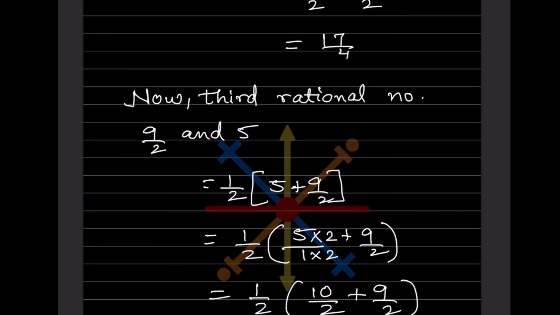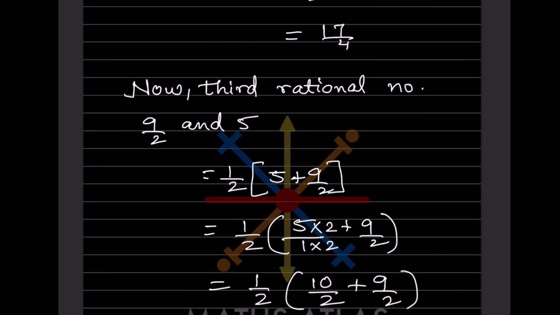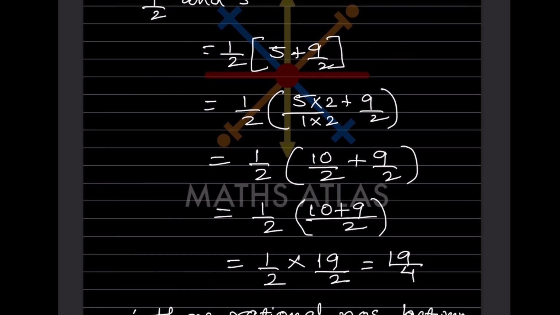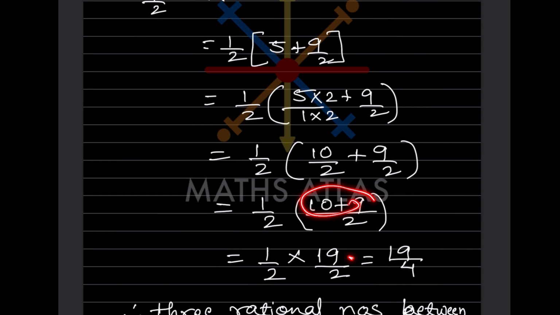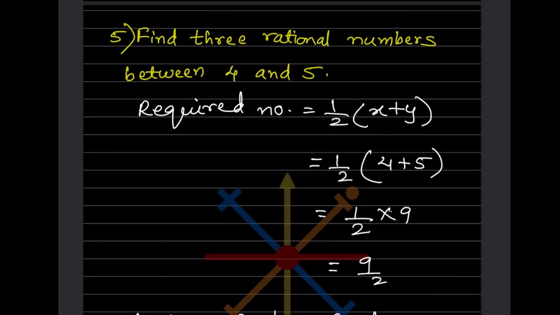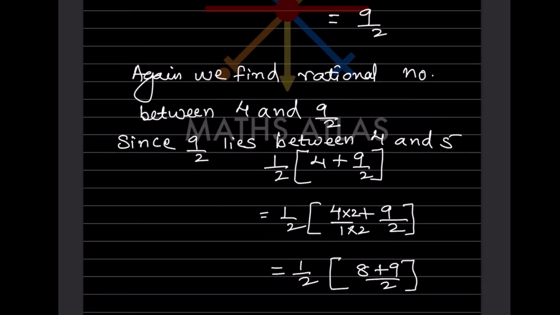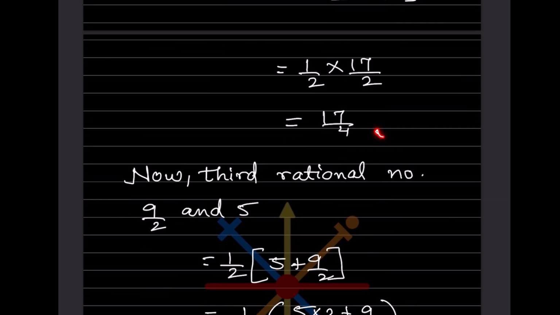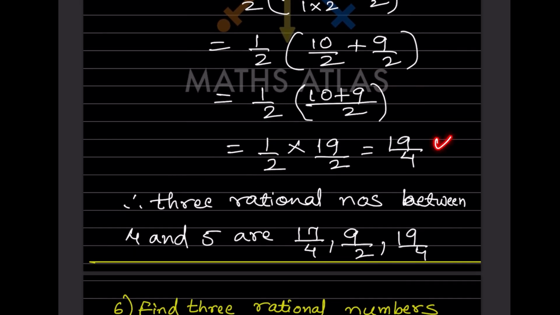So you will take here 5 and 9 by 2. This is x, or you can write 5 and 9 by 2, both are the same. So here 5 plus 9 by 2. This is going to be 10 plus 9 by 2, so that will be 19 by 2, and that will be 19 by 4. So what are the numbers we got here now? 9 by 2, this is 17 by 4, and this is 19 by 4.